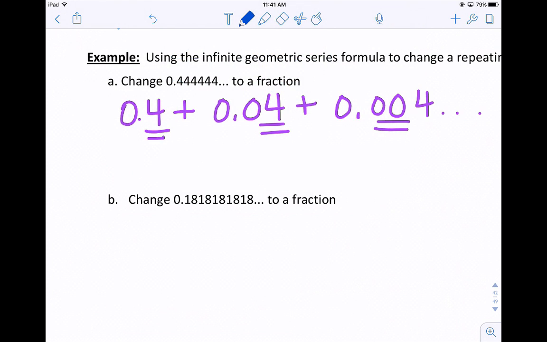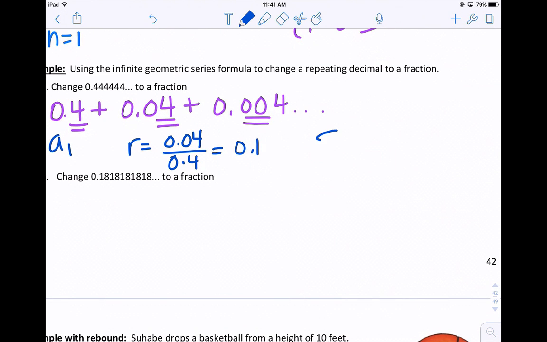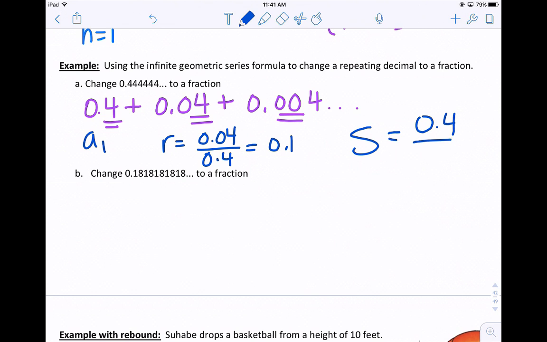Okay, let's plug into the formula. Oh, we need the ratio. So first term we need, here's the first term. The ratio, we would take any term, divide by the one before. So here the ratio is 0.1. So the sum is our first term, which is 0.4, over 1 minus the ratio.